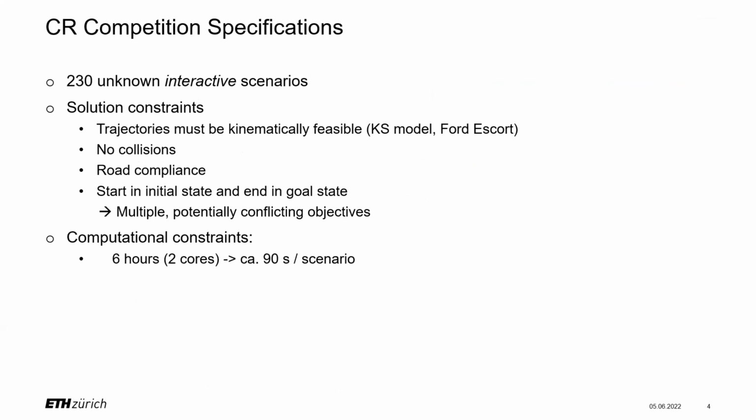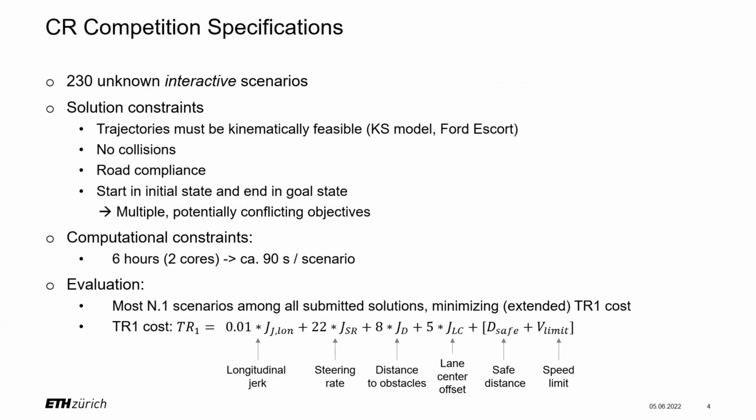Edmund already spoke about this, so I'll go a bit quicker here, but basically we had interactive scenarios to solve. And the fact that there are interactive scenarios is very well suited with the game theory framework. And then there were multiple and potentially conflicting objectives, such as no collisions, and at the same time road compliance, and starting in a state and ending in a goal region. So this speaks in favor of using partially ordered preferences.